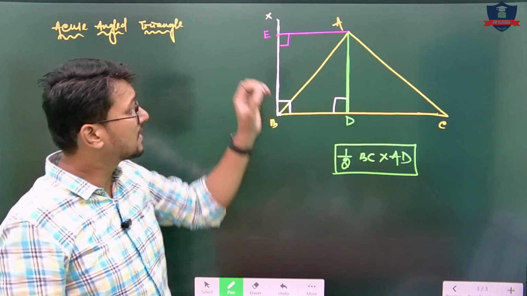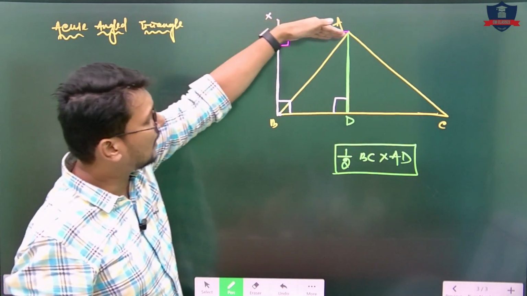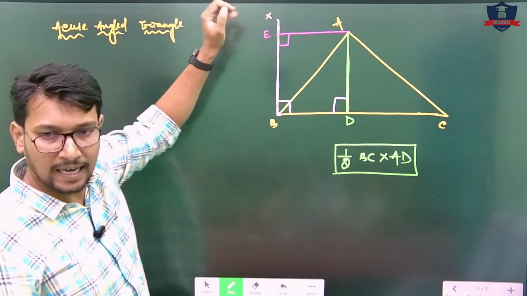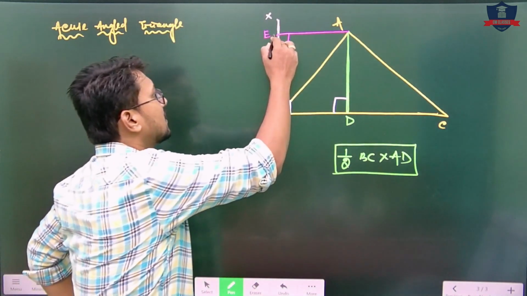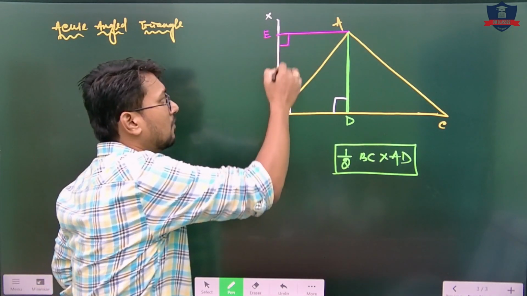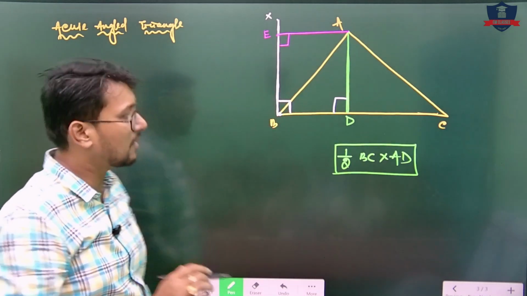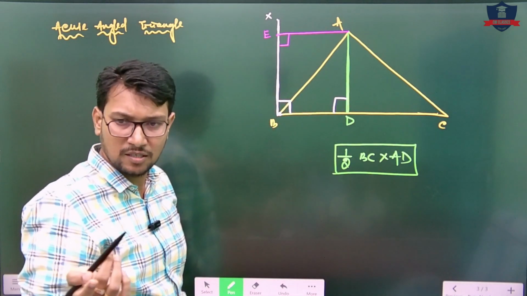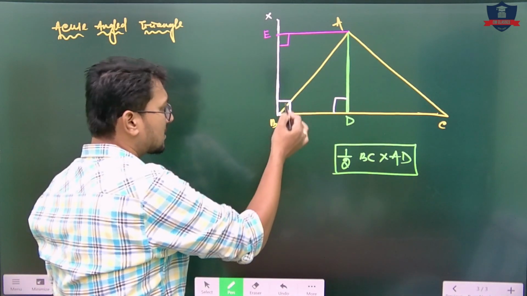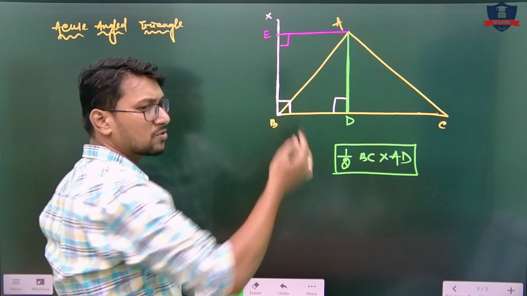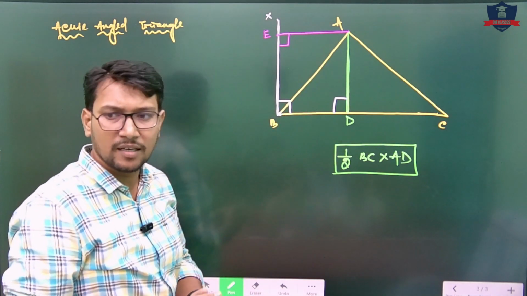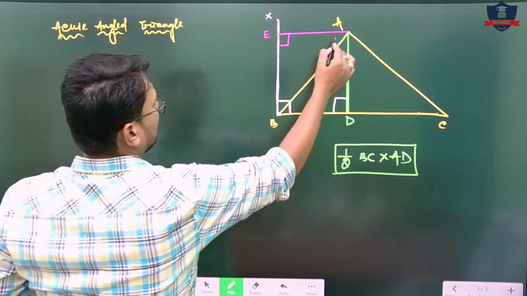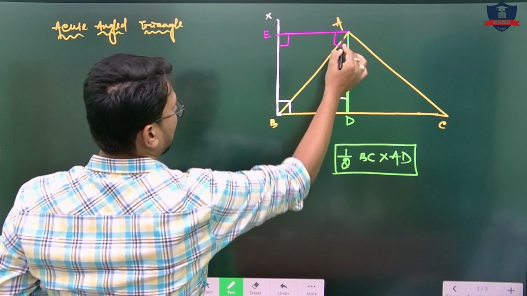Is that clear? Similarly, I have drawn another perpendicular from A to BX, which is AE. AE is perpendicular to BX. Now you know the angle sum property of a quadrilateral is how much? 360. So this is 90, this is 90, this is 90. This should be how much? Definitely 90. Clear, everyone?